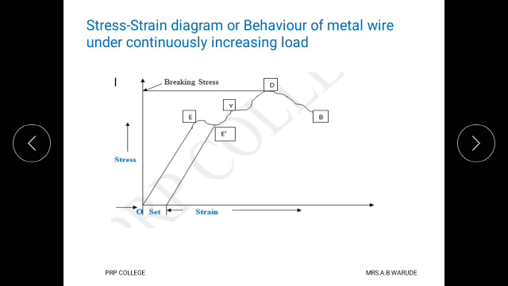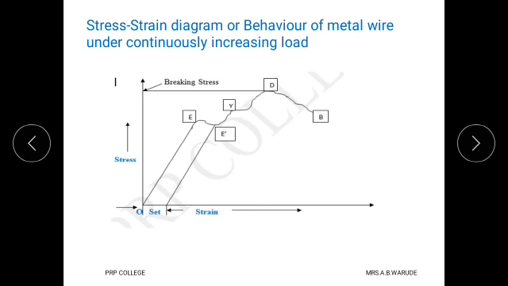Now we see the stress strain diagram, also known as the behavior of a metal wire under continuously increasing load. That means from this diagram we observe what the changes in the length of the wire are if force is continuously applied. On this graph, strain is on the x-axis and stress is on the y-axis.